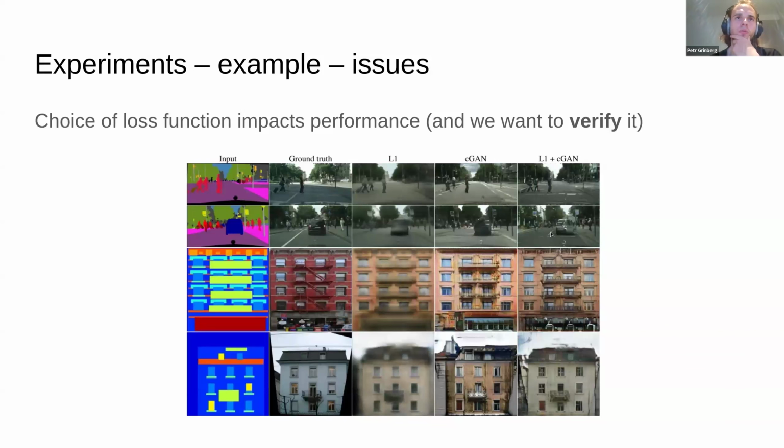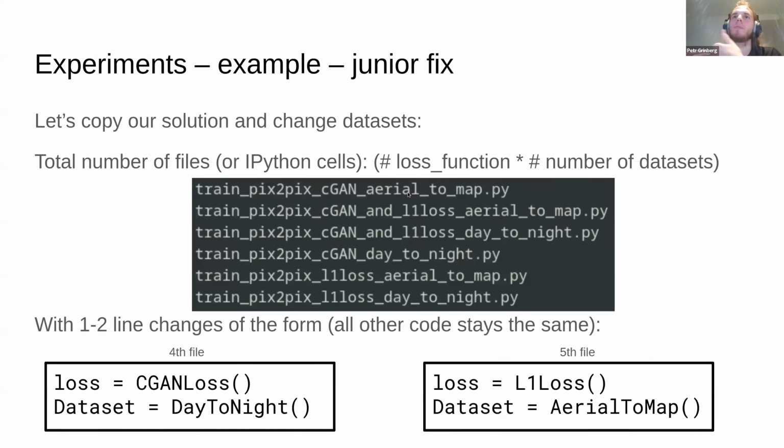So we have several experiments. We have different datasets. We have different loss functions. So actually, we have the number of loss functions times the number of datasets experiments, which is actually how many? 6. So three loss functions, L1, cGAN, and sum, and 2 datasets. So 6 different experiments. And what a junior engineer would do, he or she would create 6 different .py files.